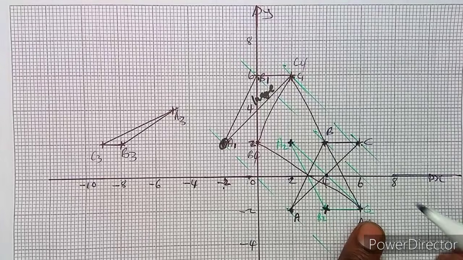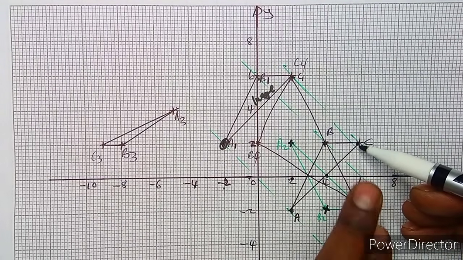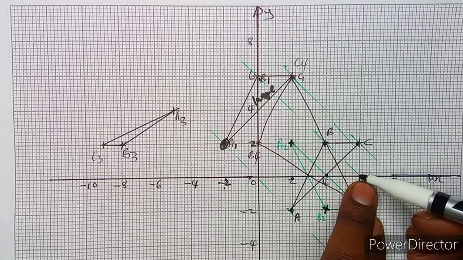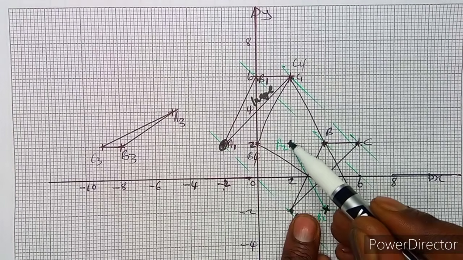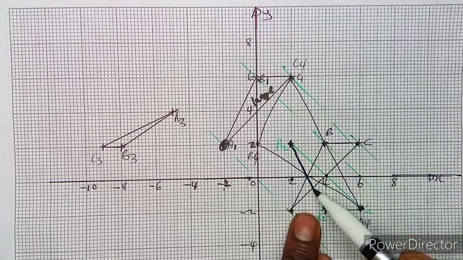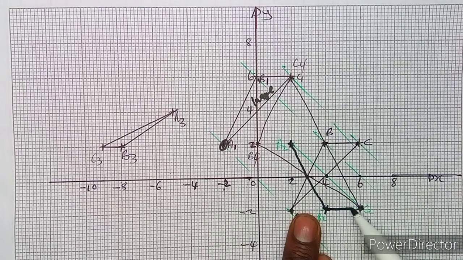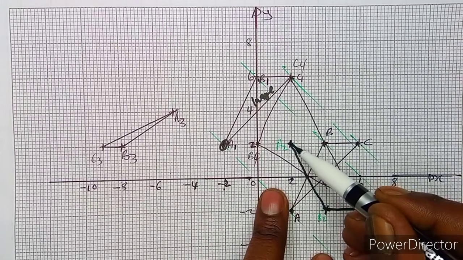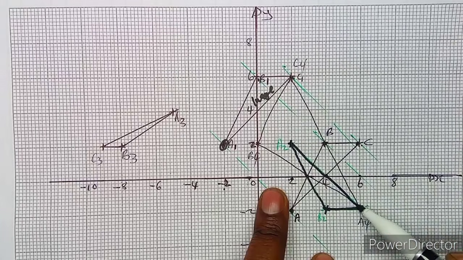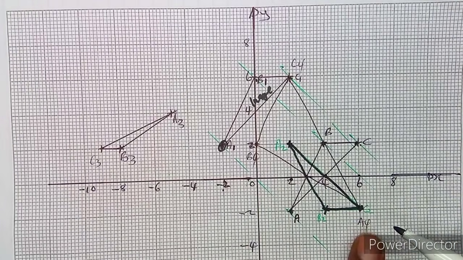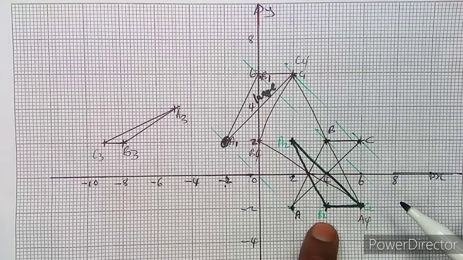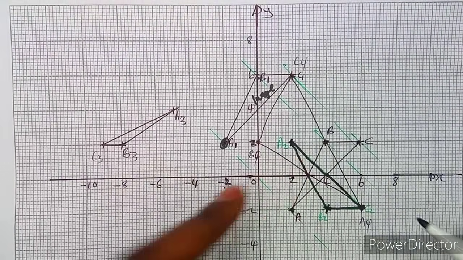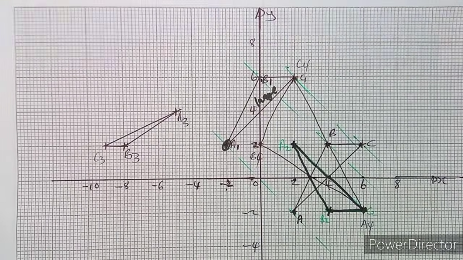You do the same with C. C is across the line, so you move one distance to the mirror line, then one distance downward, which is your C2. Then you have to join these points to form the triangle. So your C2 is at this point, and your B2 is now at this point. That is how you take it. So that was a reflection in the x-axis.